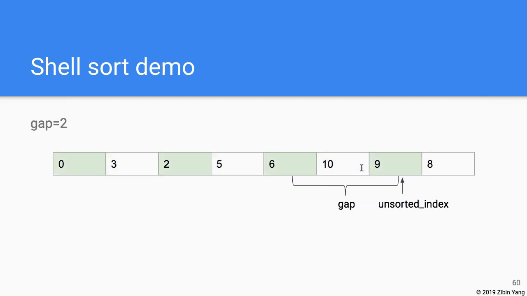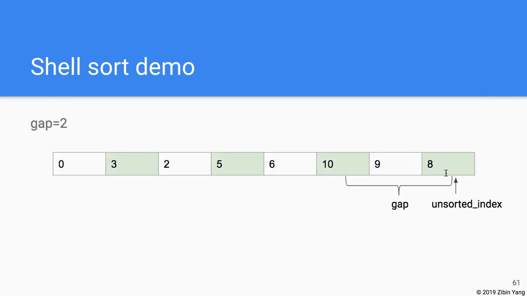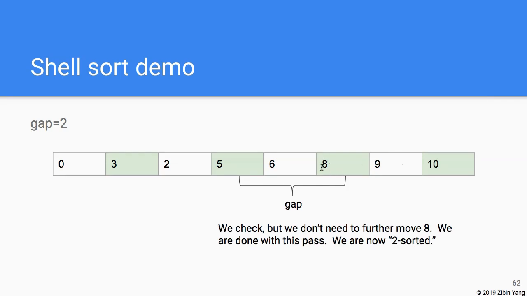Wow, so not much work to do here. And then again, 9, 6, 2, it's all in the right place. And finally, we get to the last element of the list. Now 8 is smaller than 10, so we do have to move 8. And then once we move 8 here, we have to check one gap away. Do we still have to keep moving it? But in this case, we are fine because this part of the list is already 2-sorted, so we are done with gap of 2.